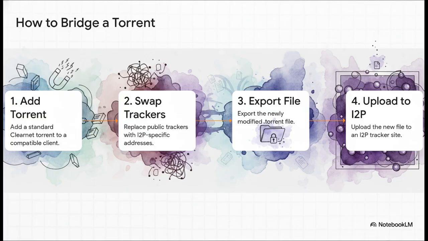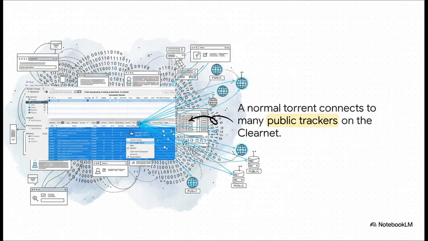And the process itself is way more straightforward than you might think. You just start with a regular old torrent file, then you edit its list of trackers, which are kind of like the address books for the file, and you swap out the public ones for I2P-only addresses. Then you just save this new modified file and share it on the I2P network. That's it. Okay, so let's see what that actually looks like.